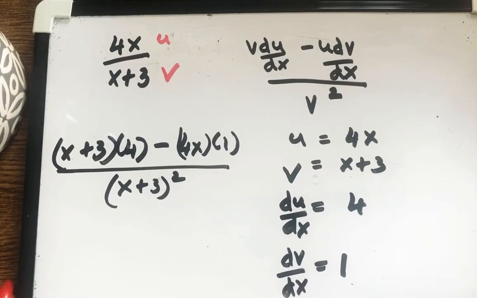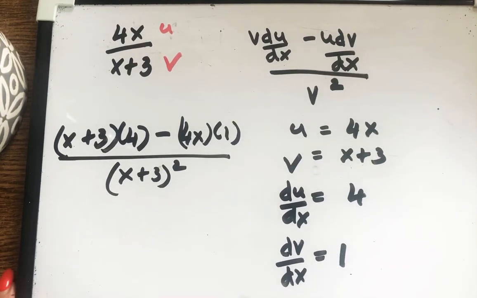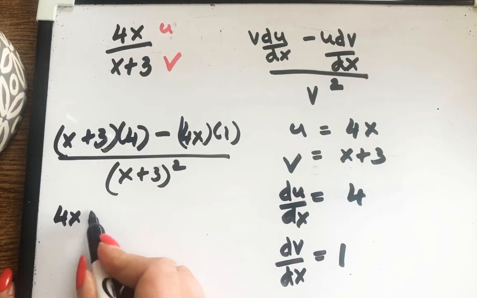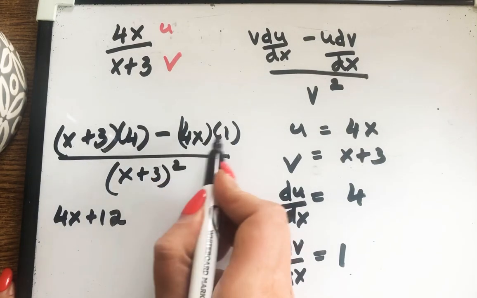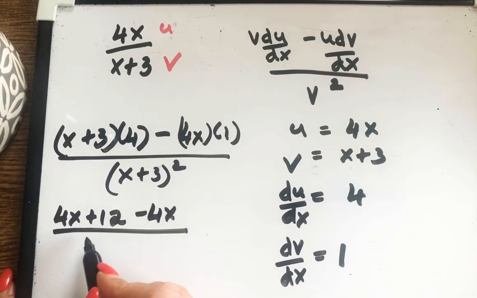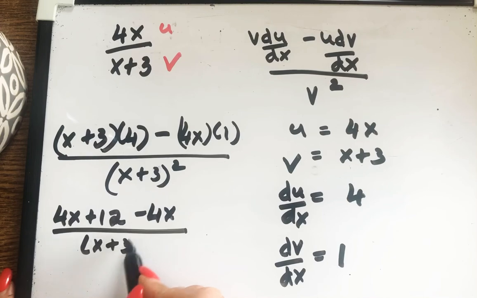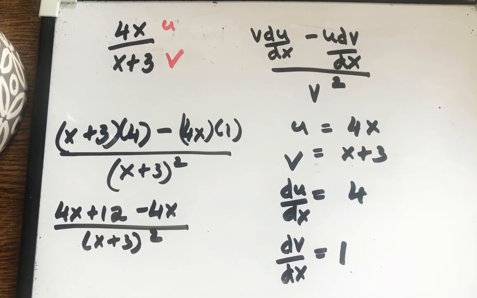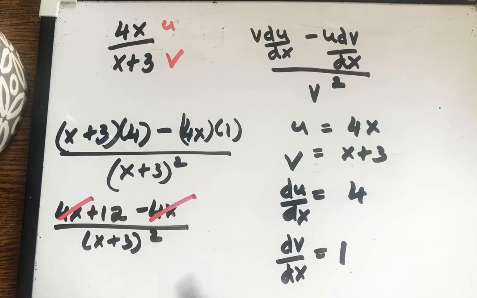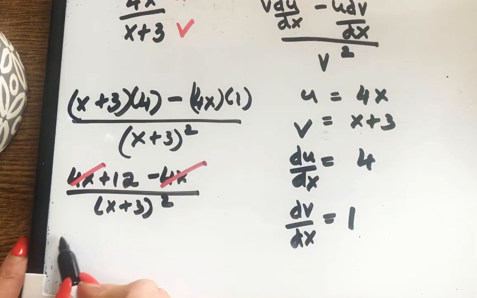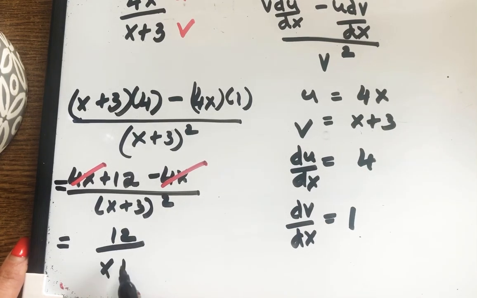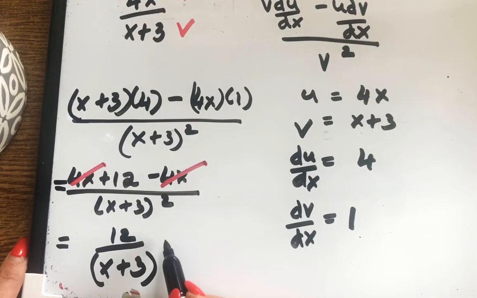So let's work out the top line. We have x by 4 is 4x, 3 by 4 is 12, and we've got a -4x here. And we keep our bottom line. Never multiply out the bottom line, you get no extra marks for doing so. You can see here that our positive 4x and our -4x cancel, and we're left with 12 all over x plus 3, all squared.